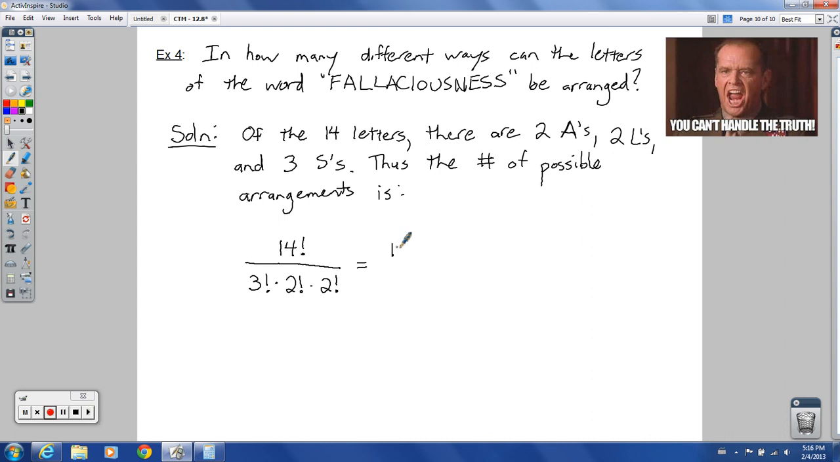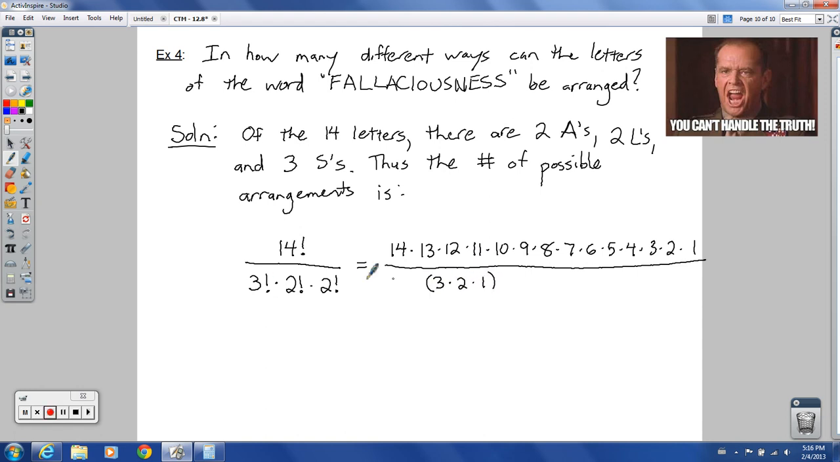If I were to write this all out, let's do that. So it's 14 times 13 times 12 times 11 times 10 times 9 times 8 times 7 times 6 times 5 times 4 times 3 times 2 times 1 over, then 3 factorial is just 3 times 2 times 1. I'll put that in parentheses for now. The 2 factorial would just be 2 times 1, and the other 2 factorial would just be 2 times 1.